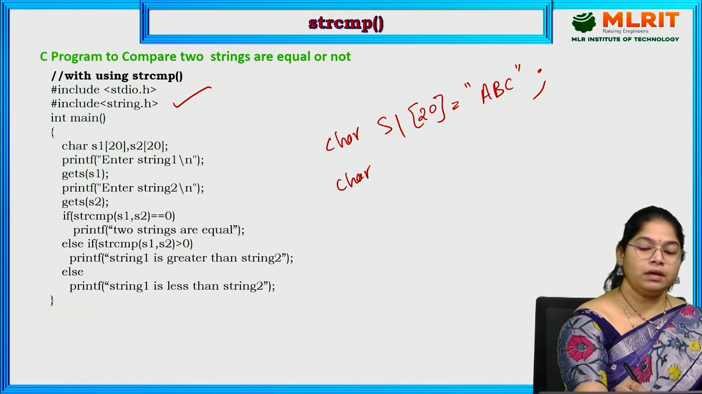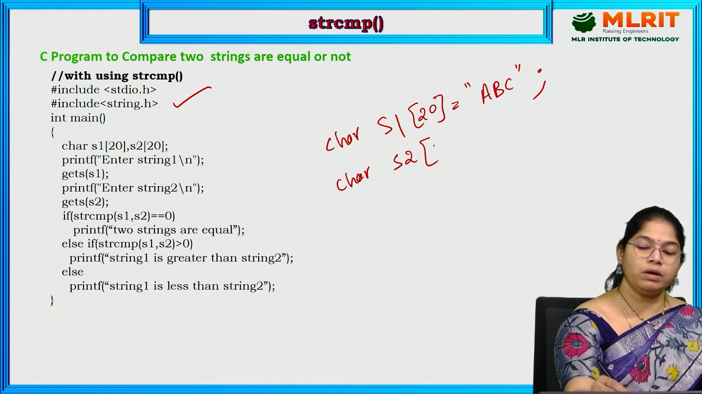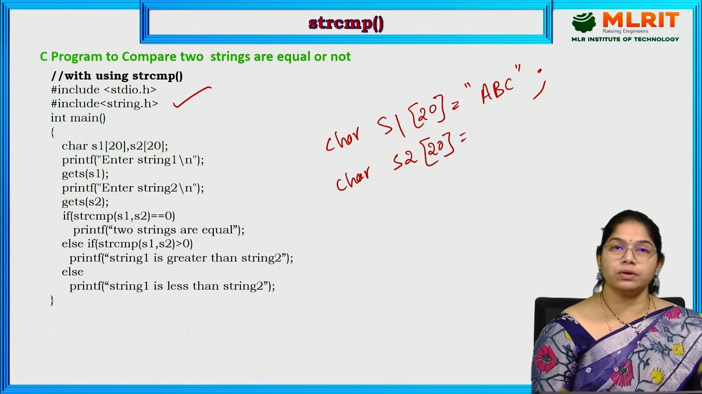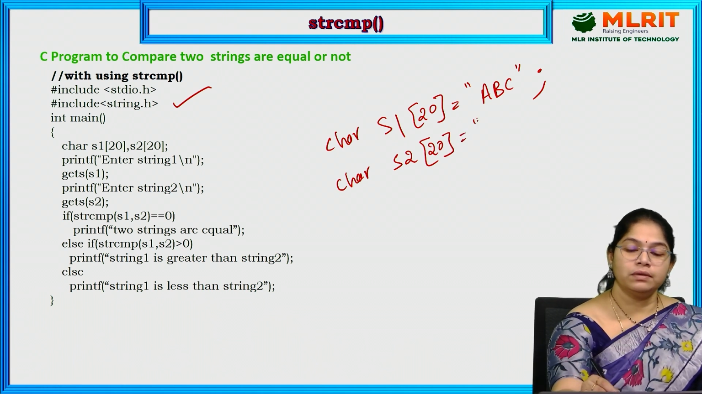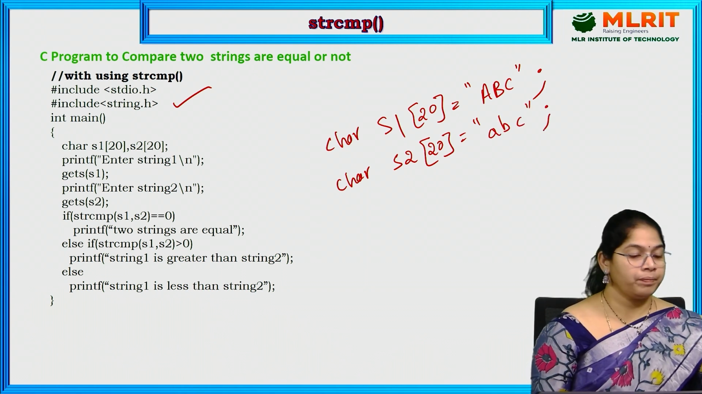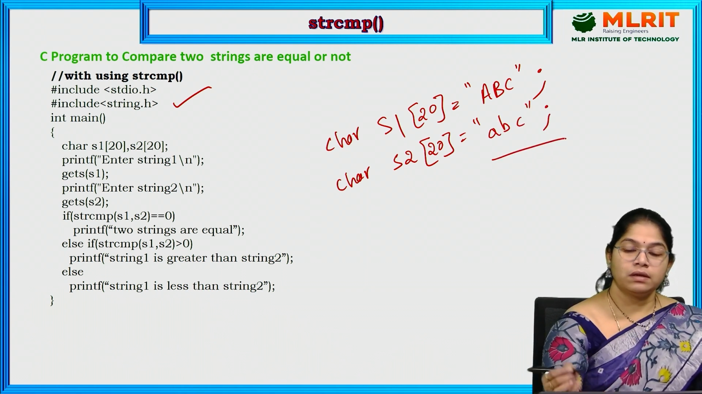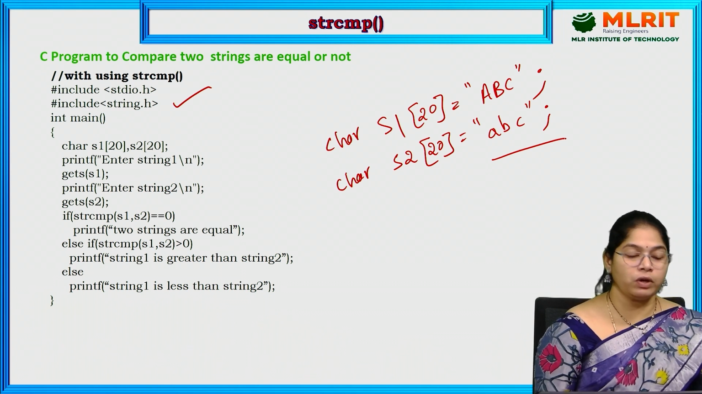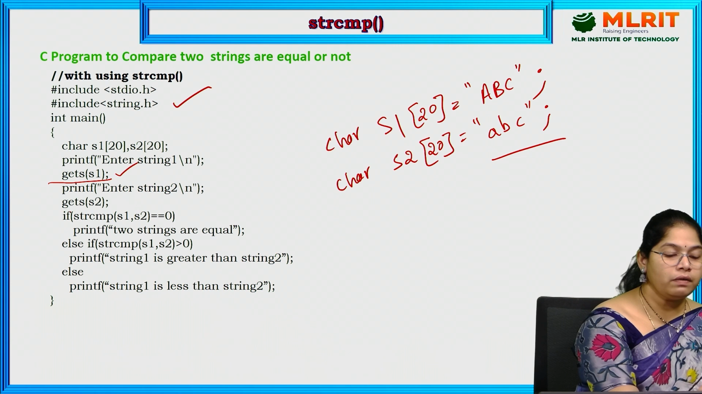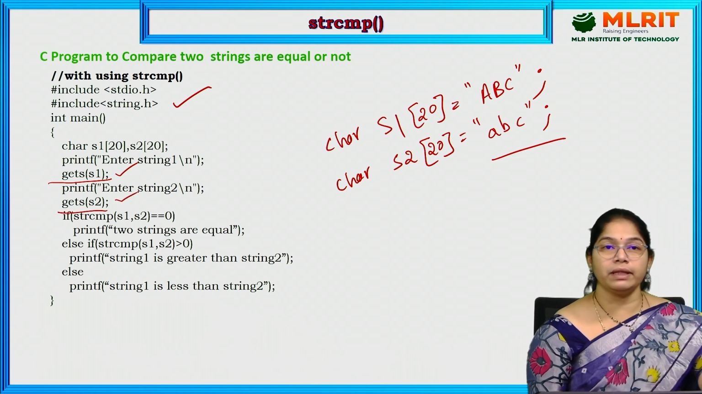Then again I am declaring one more string because strcmp accepts two strings as an argument. Because to compare we need two strings. Again this is the second string which is small abc. Using the gets function, which is the input function, we are reading the value which is given by the user.